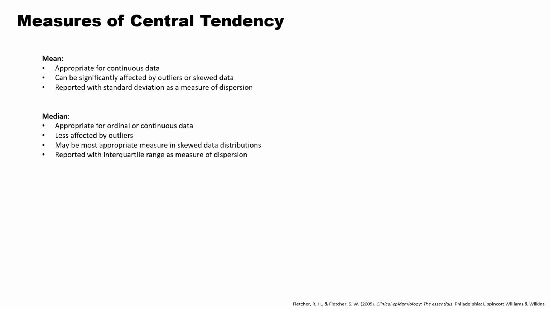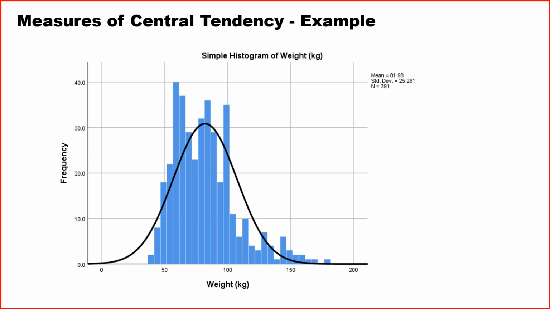Mean is appropriate for continuous data, and it is significantly affected by outliers and skewed data distributions. Mean is typically reported with standard deviation as a measure of dispersion. The alternative to mean would be median, which is appropriate for ordinal data in addition to continuous data. It is less affected than mean by outliers and skewed distributions, and it might be the most appropriate measure in skewed data distributions for this reason, which we're going to talk about more. Median is typically reported with interquartile range as a measure of dispersion.